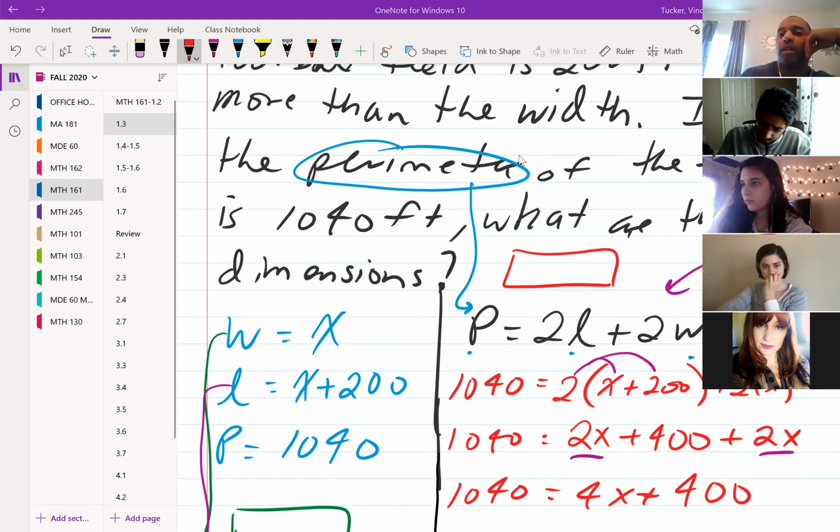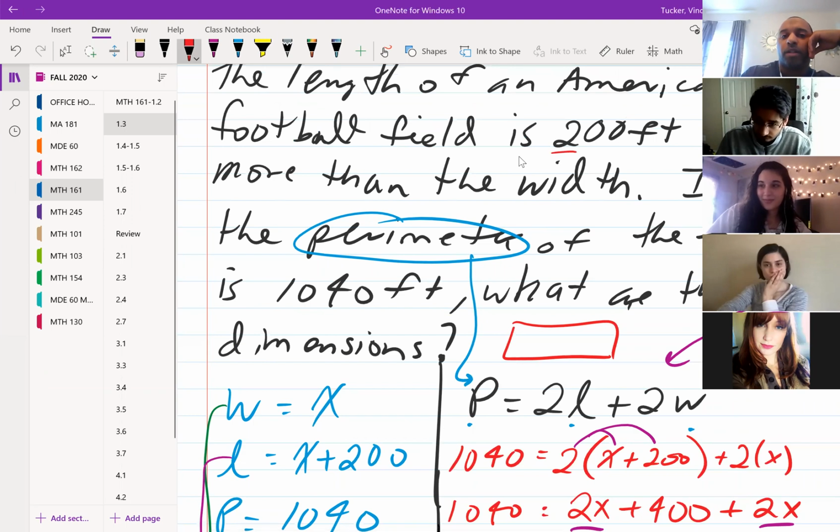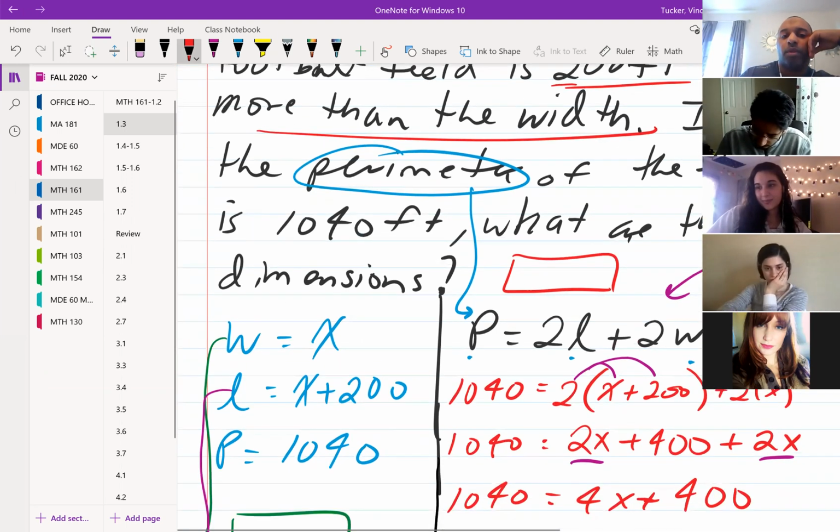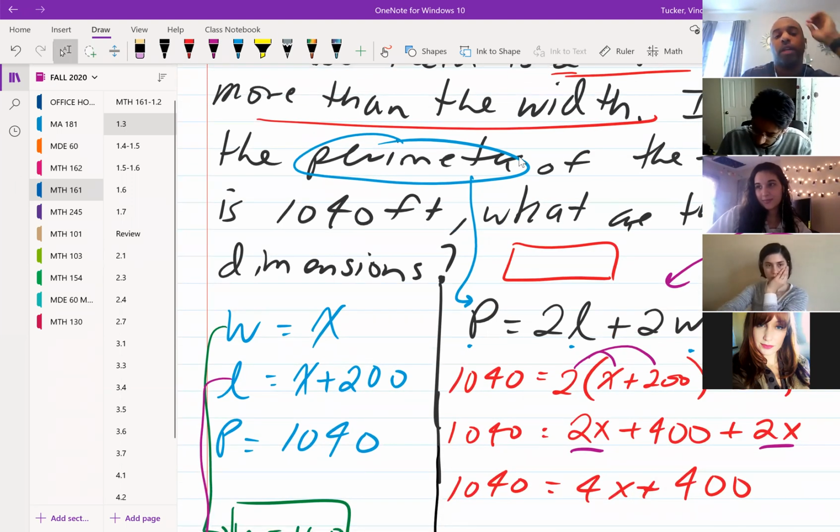See somebody in the chat. Oh, L is equal to X plus 200 because of this statement right here: the length of the American football field is 200 more than the width. So that's why we have X plus 200. We call the width X and call the length X plus 200.